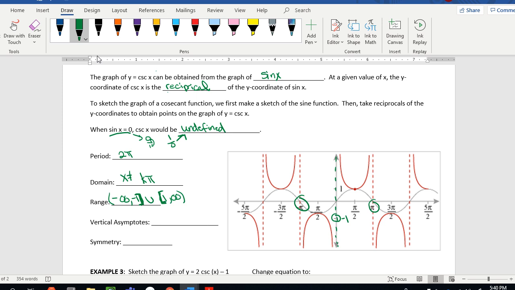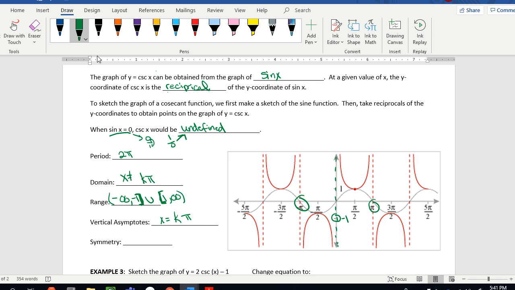All right? Vertical asymptotes are at every k pi. It's x equals k times pi. And if it makes you better to say h times pi, you can. I don't care. You can pick n times pi if you like.